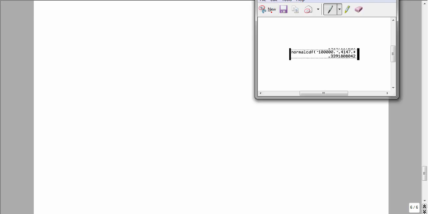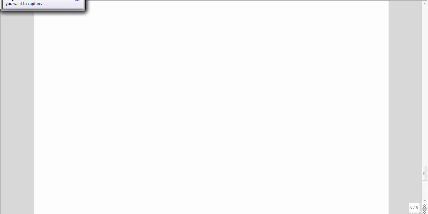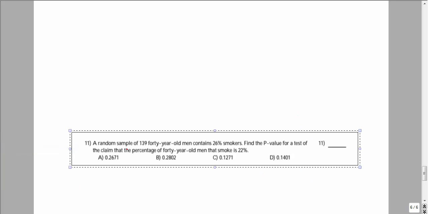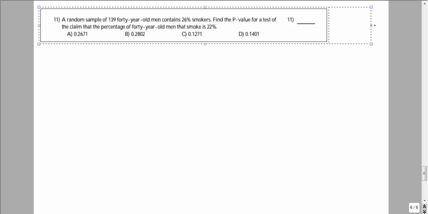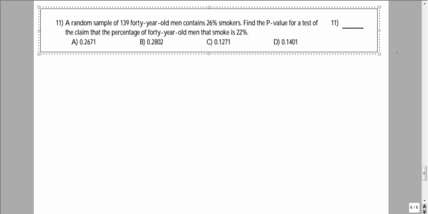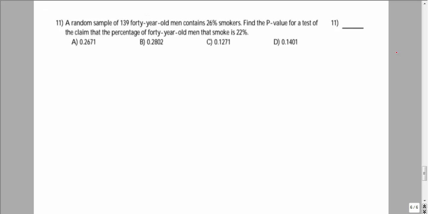Okay, next problem. We are still finding the p-value. So for this one, it says to find the p-value. A random sample of 139 40-year-old men contains 26% smokers. Find the p-value for a test of the claim that the percentage of 40-year-old men that smoke is 22%. So even though they're not asking us for this information, I'm going to get started by writing our H0 and HA, because that helps us determine the direction of the test.